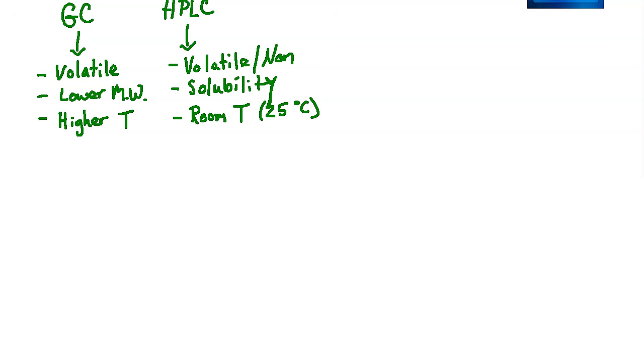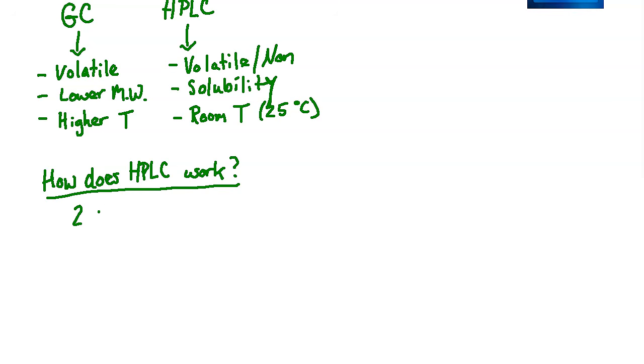So the next thing that we want to ask is, how does HPLC actually work? Now that we know some of the parameters, we want to take a look at how HPLC actually separates compounds. The way this occurs is there are two phases that we consider, and this is usually true of any type of benchtop chromatography as well.